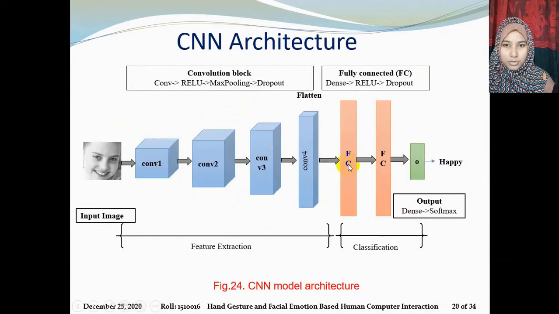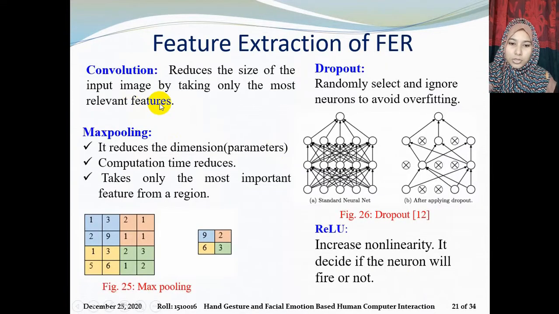And there are 4 convolution layers and 2 fully connected layers and an output layer. The CNN model has 2 parts. One is the feature extraction part, another one is the classification part. This convolution block is used for feature extraction, and the fully connected layers and output layer classify the main object, or in this case our facial expression or emotion. So the convolution layer reduces the size of an input image by taking the most important features and excluding all the others.